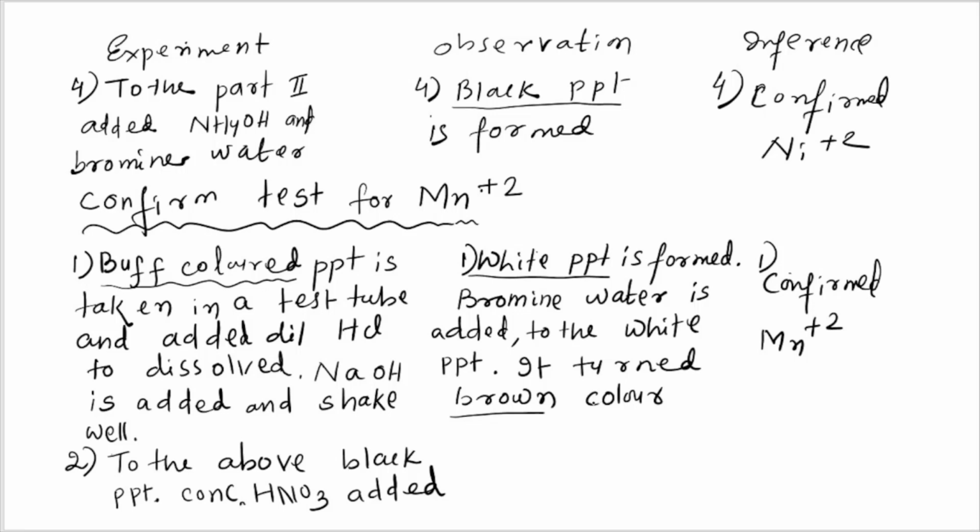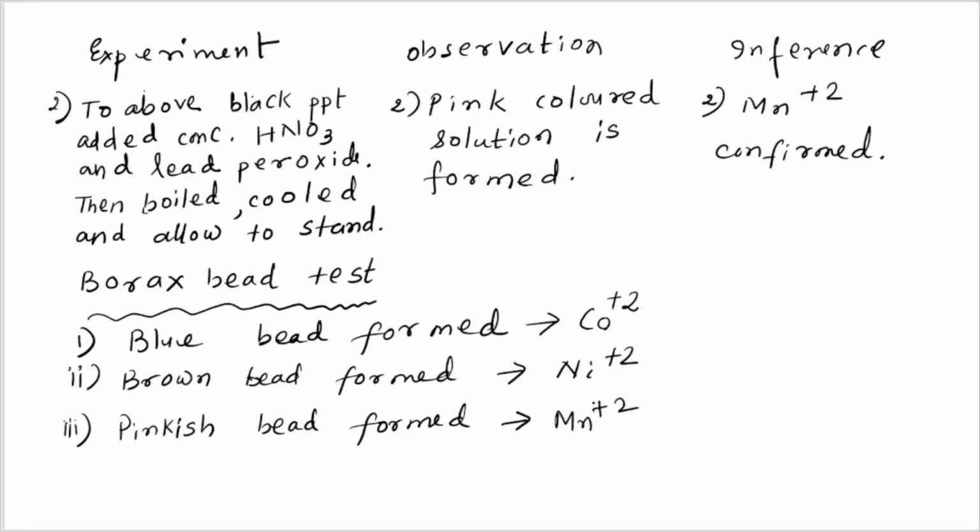Again, take the black precipitate and add concentrated nitric acid. Then add lead peroxide, boil properly, cool and allow to stand. You remember what you will do here? To the black precipitate, first add concentrated nitric acid, then add lead peroxide, boil, cool, then stand. And a pink color solution is formed, and this pink color solution you can remember is Mn+2.